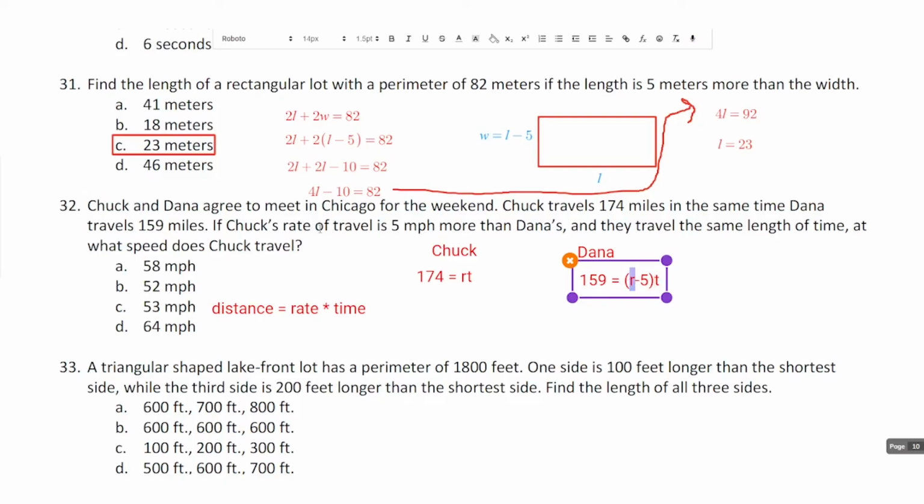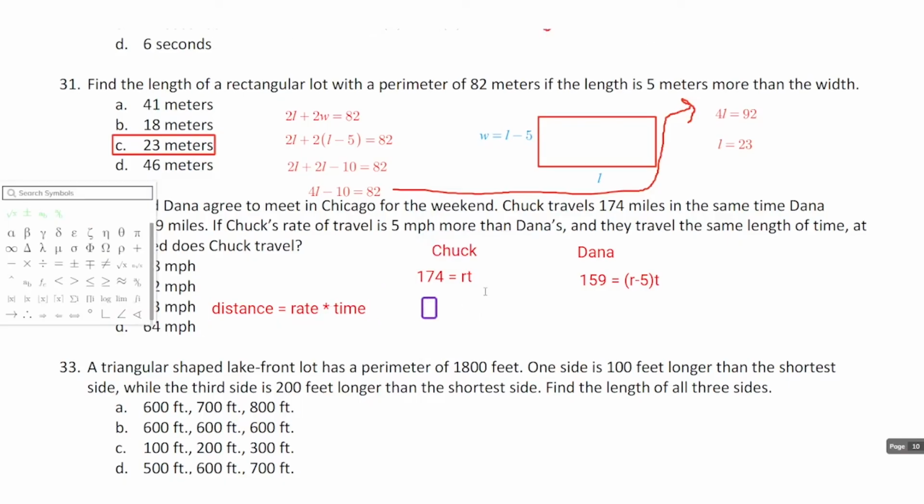But now this R is the same. It also says they travel at the same length of time, so the T's are the same. We want to know what speed Chuck travels. If we're solving for the rate for Chuck, we would divide both sides by the time. So we'd have 174 divided by T equals the rate. If we can figure out what this time is, we can solve for this rate.